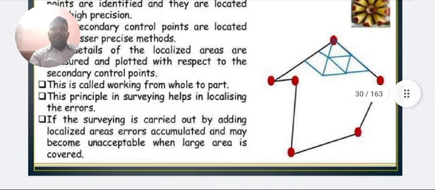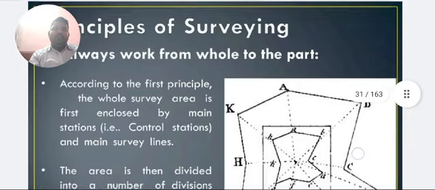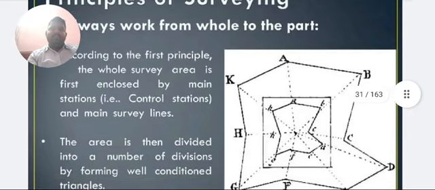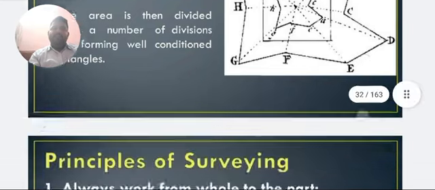In this way, errors are localized and not accumulated to an unacceptable level when a larger area is covered. According to the first principle, the whole survey area is first enclosed by the main stations, that is control stations, and main survey lines. The area is divided into a number of divisions by forming well-conditioned triangles.